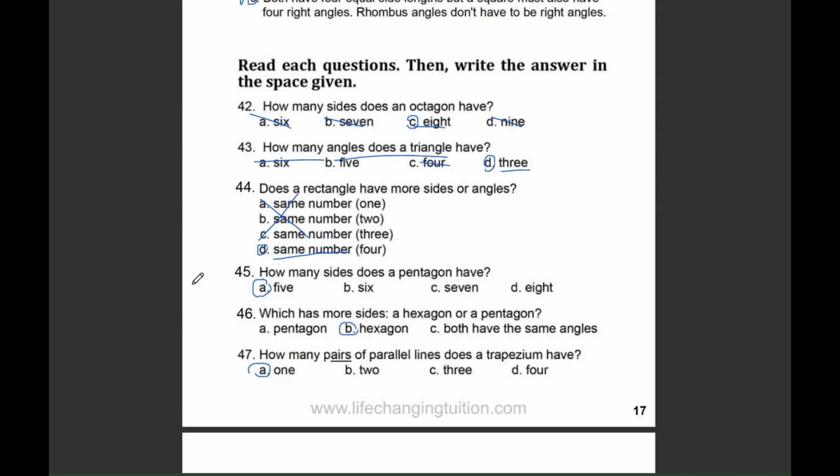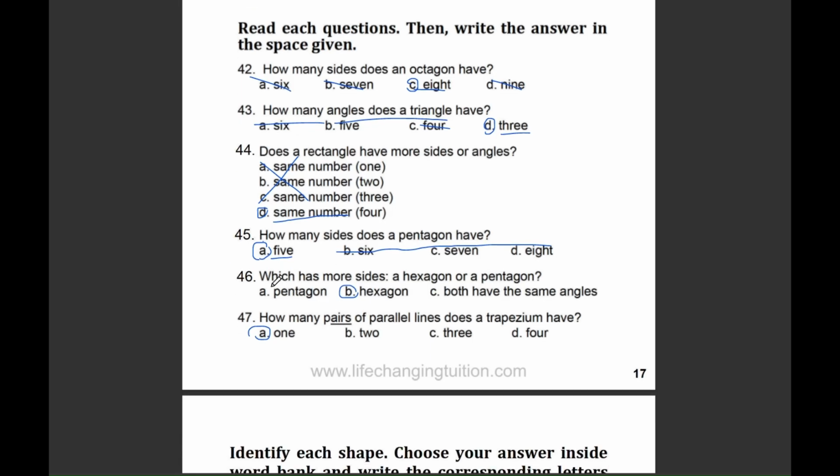Question 45. How many sides does a pentagon have? Options are 5, 6, 7, or 8. Why not? Not 6, 7, or 8. The answer is A, 5. The formula or reason is the prefix penta equals 5.